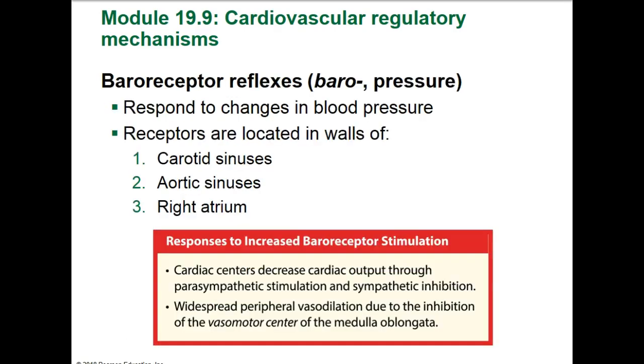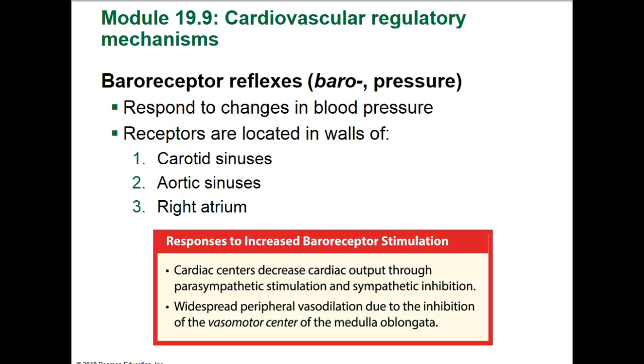You also have baroreceptor reflexes. They respond to changes in blood pressure. And these are local. The receptors are located in the walls of the carotid sinuses, the aortic sinuses, the right atrium. Any of the responses to the baroreceptor stimulation? Well, the cardiac centers will decrease cardiac output by parasympathetic stimulation and sympathetic inhibition. So there is a central control.